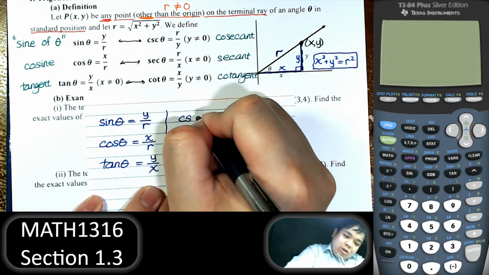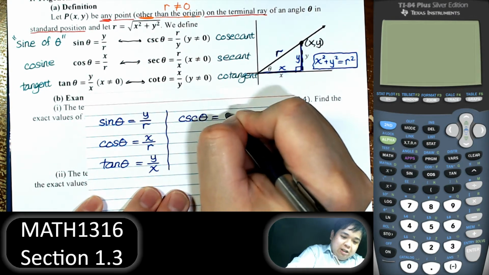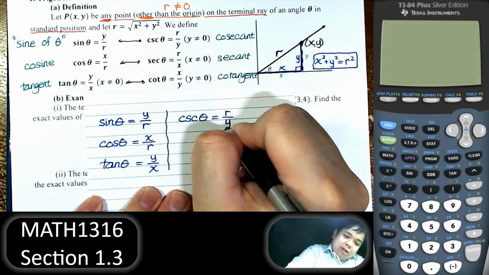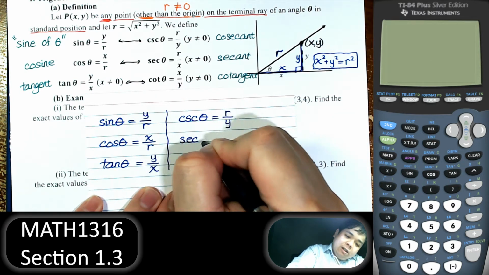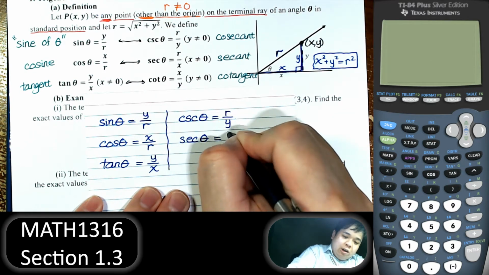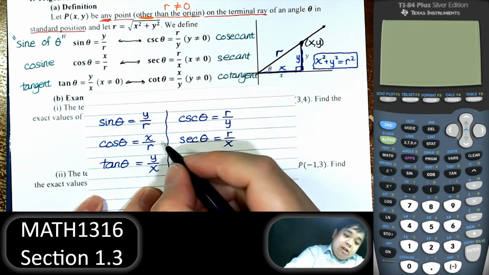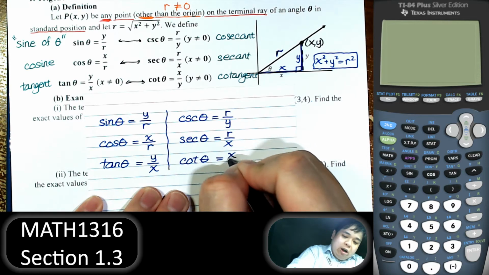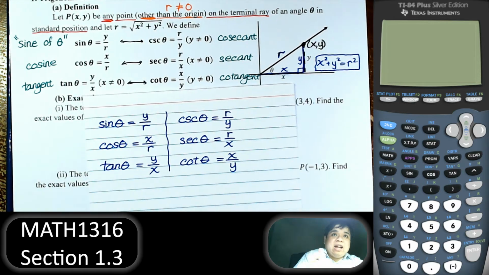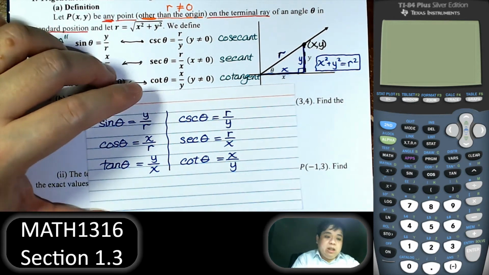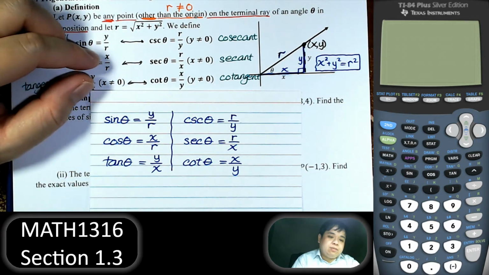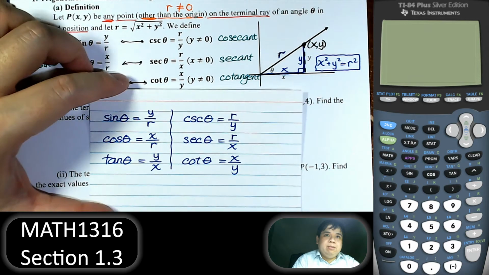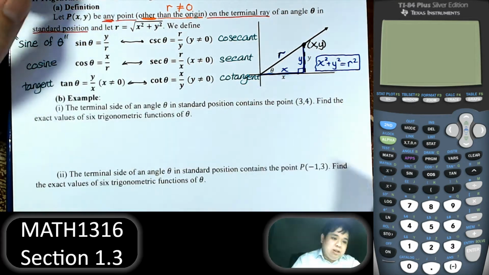Cosecant is the reciprocal of sine, r over y. Secant, the reciprocal of cosine, r over x. And then cotangent, x over y. And of course, if we divide by x or divide by y, they have to be not equal to 0. So we will refer back to this many times.